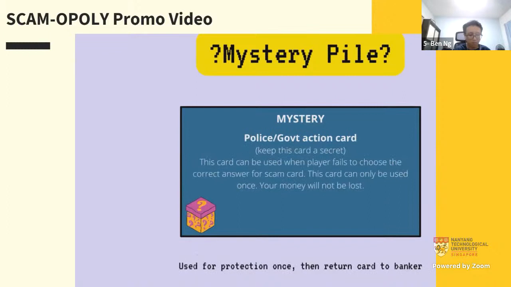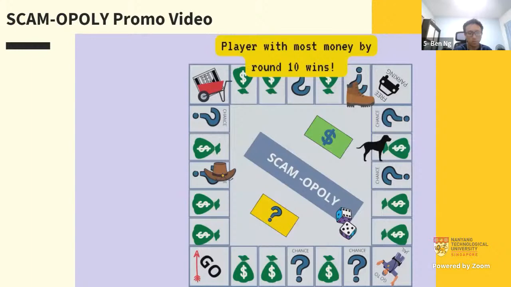Lastly, there is the police or government card. It has protection cards, so if they fail the scam card but they have the protection card, they won't lose money. It also has self-empowerment cards, where they learn new skills and will be given some money. Player with the most money by round 10 wins. Good luck and try not to get scammed.